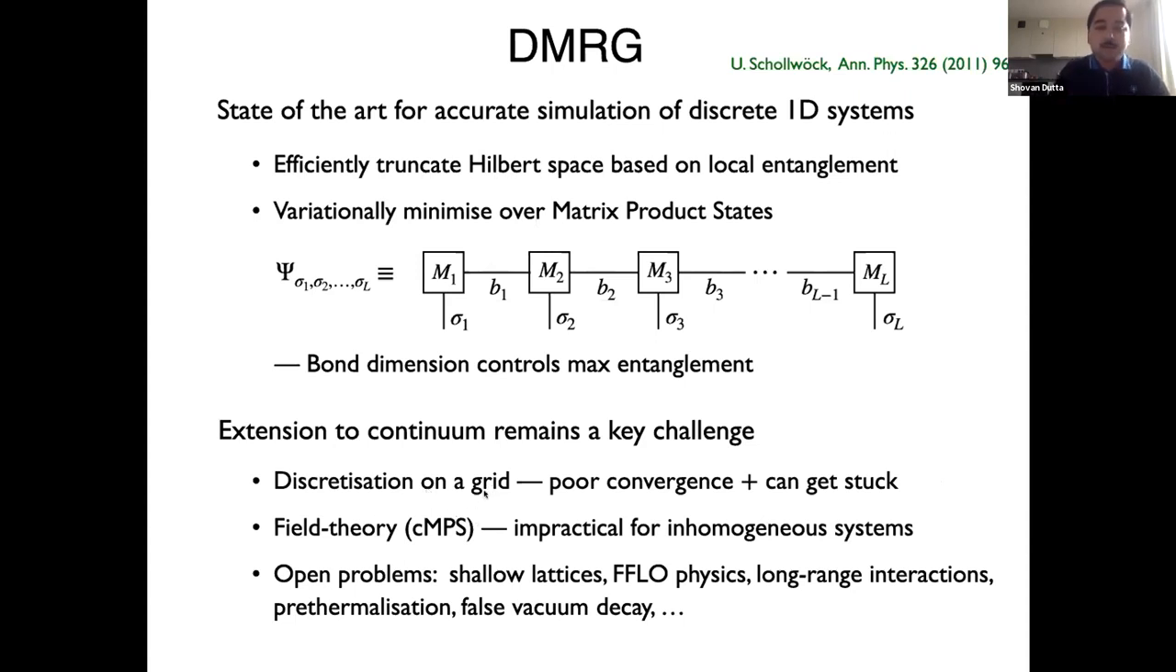You can also try to derive a continuum limit by taking the grid spacing to 0. And in that limit, you get a field theory formulation, which is known as CMPS. This has had some success for homogeneous systems where you have translational invariance. But as soon as you have some inhomogeneities, you break translation invariance, it becomes impractical. So these are the key challenges.